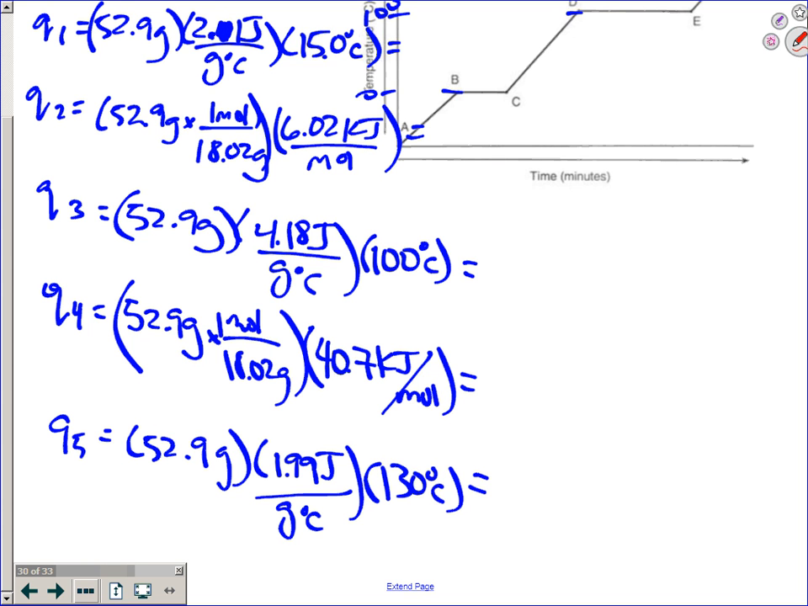I just told you 2.1, right? It's not 2.01. I just put an O up there. Yeah, it's going to be a lot of joules. Convert to kilojoules.